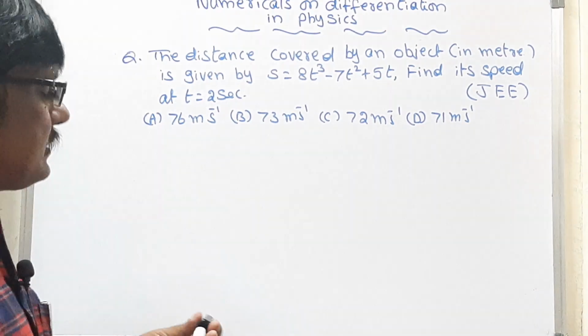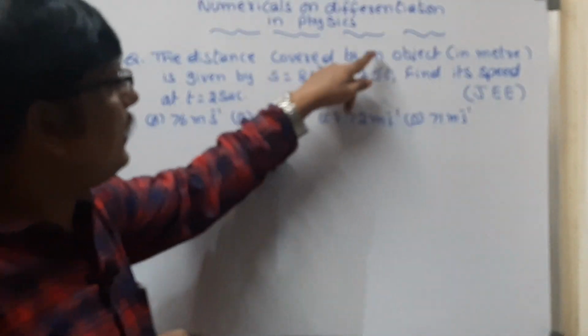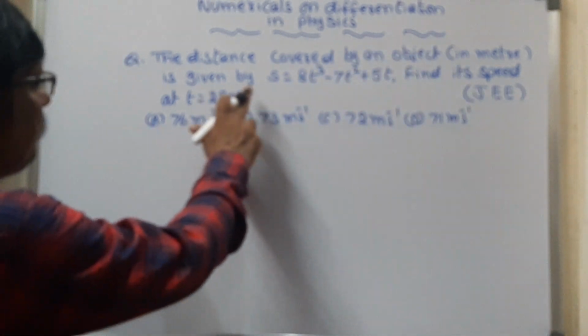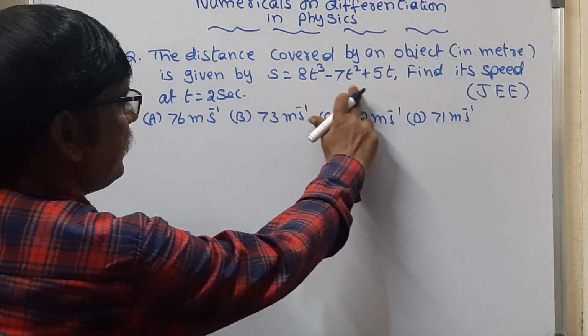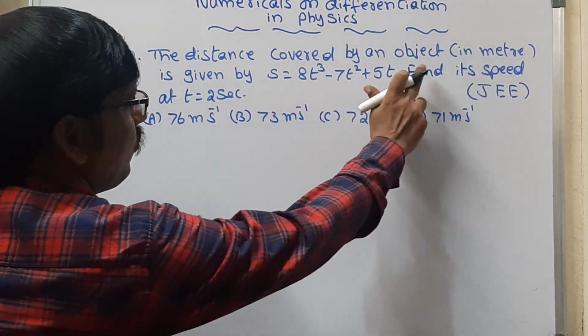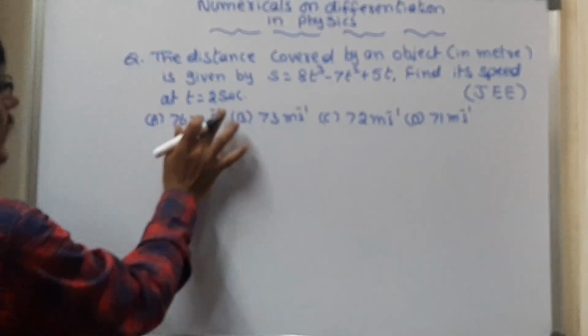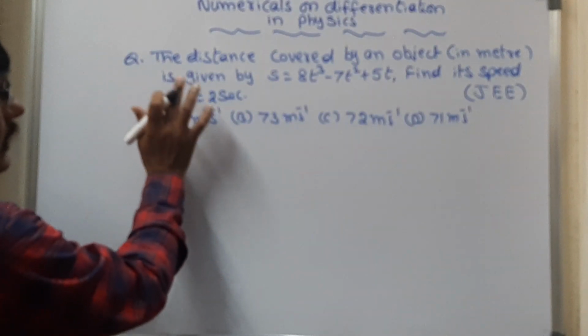See, once the distance covered by an object is given by S is equal to 8t cube minus 7t square plus 5t, what is asked to find? Find its speed at t is equal to 2 seconds. Just for a while we will keep this aside.